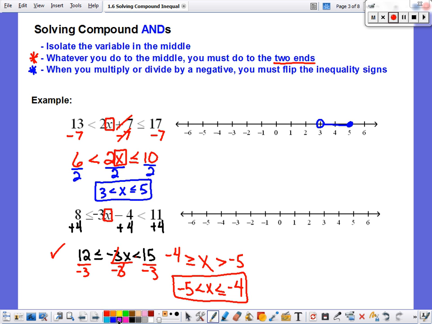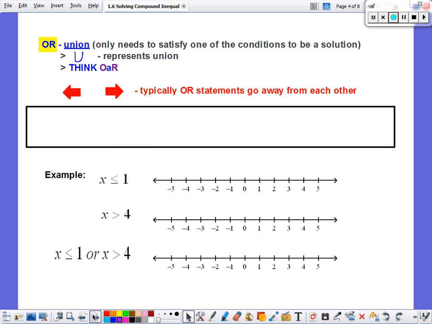But now if we're going to go ahead and graph this, we'd say, well, it's going to be open at negative 5. It's going to be closed at negative 4. And my sandwich is right there. Okay? And there's your graphical solution to this problem right there. Those are "and" compound inequalities.